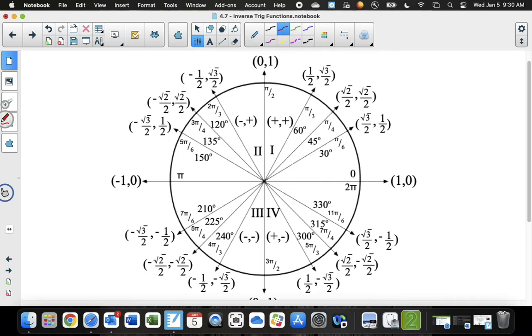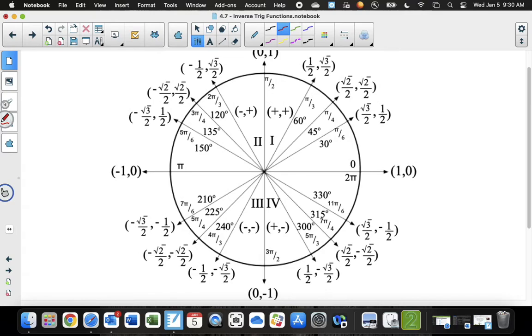Where does the sine equal negative square root of 2 over 2 in quadrants 1 or 4? What value? What angle measure? What is it? Abby, what is it? Okay, yeah, right here. There's your sine of negative square root of 2 over 2, which is at 315.